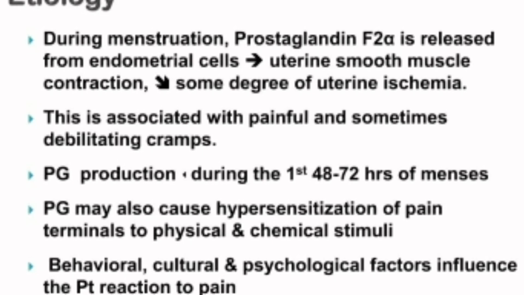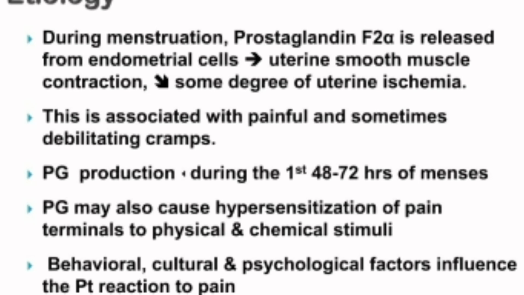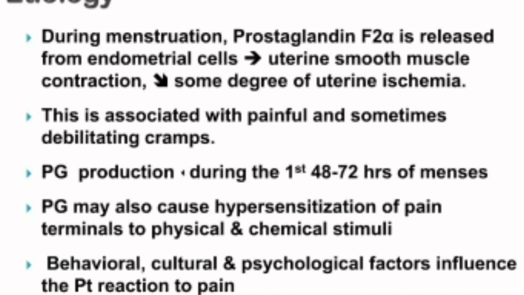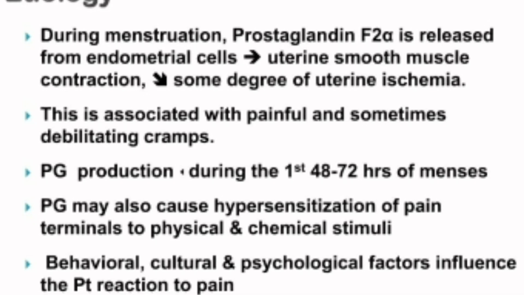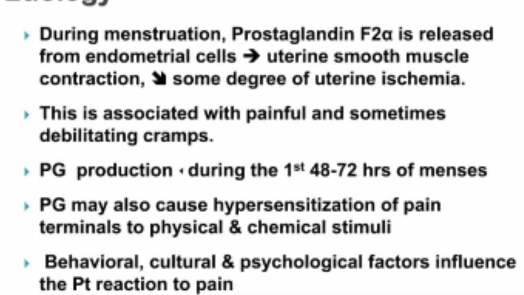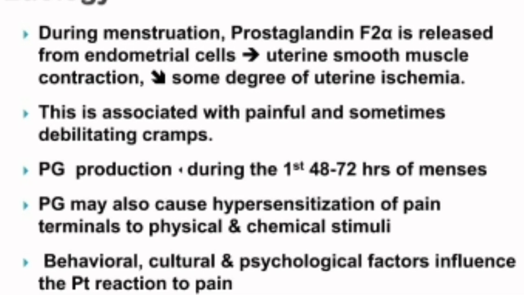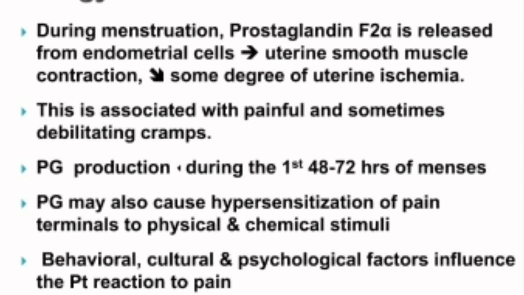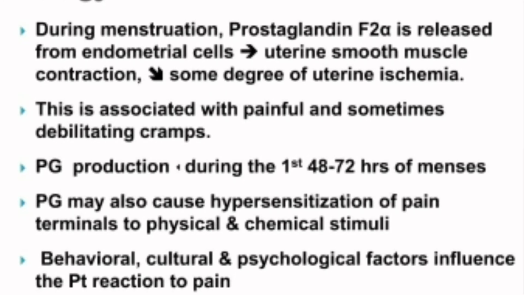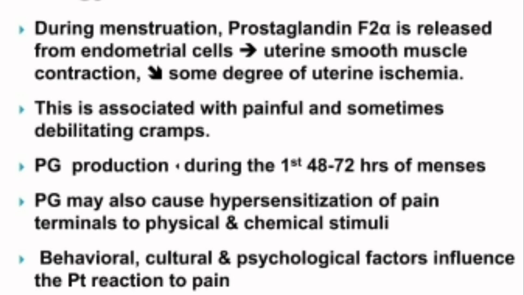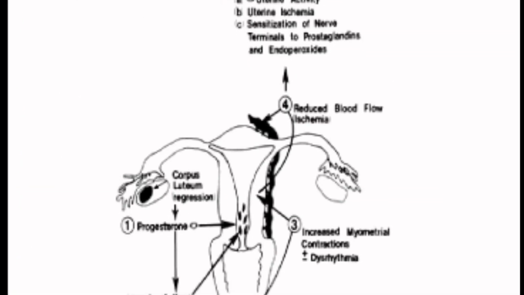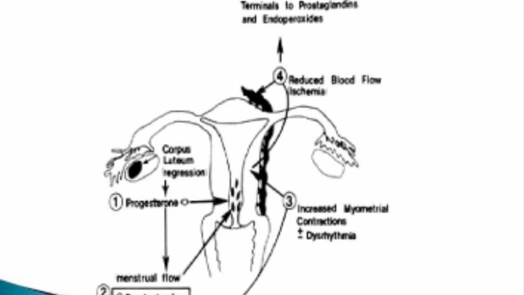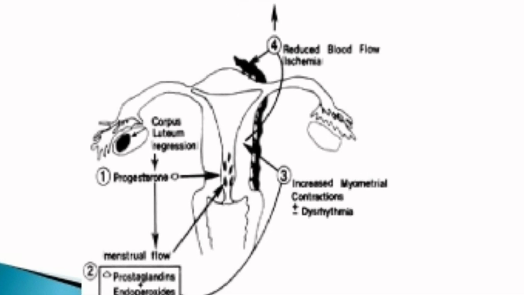Prostaglandin production occurs during the first 48 to 72 hours of menses, and prostaglandins may also cause hypersensitization of pain terminals to physical and chemical stimuli. Behavioral, cultural and psychological factors also influence the patient's reaction to pain. This is the action of the prostaglandin.